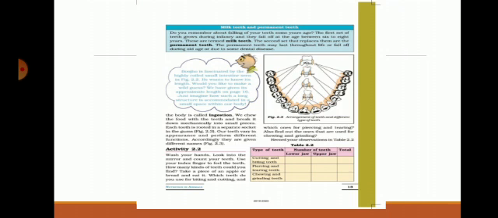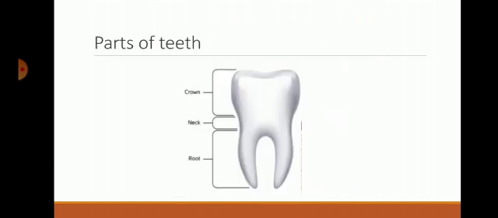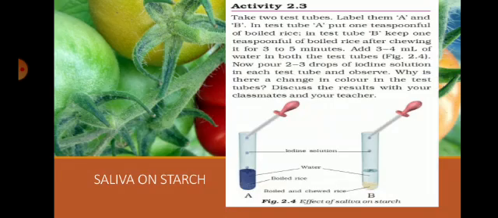Next we go to activity 2.3, page number 14. This activity is for the role of saliva in digestion. First, you take two test tubes. Label them as P and Q. Add 1 teaspoon of boiled rice in test tube P.